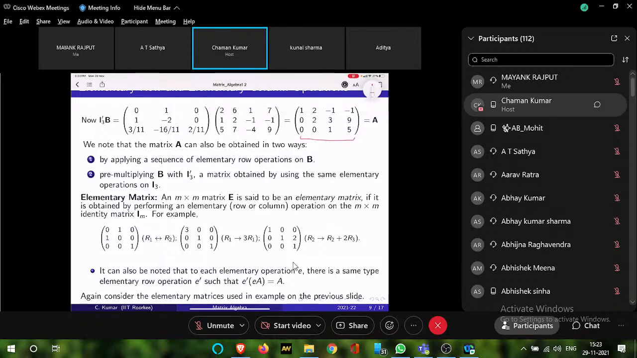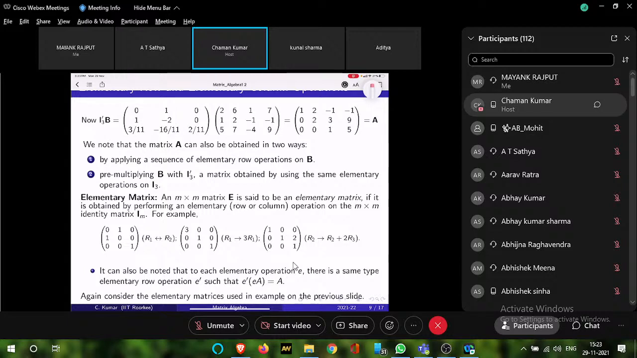Okay, matrix multiplication, everybody is aware, so I'm not going to say anything about it. You multiply the first row by the first column, you get the first element, the first row by the second column, you get the second element of the first row, and so on. Okay, so this is the matrix that you obtain by pre-multiplying the matrix B by I3 dash.